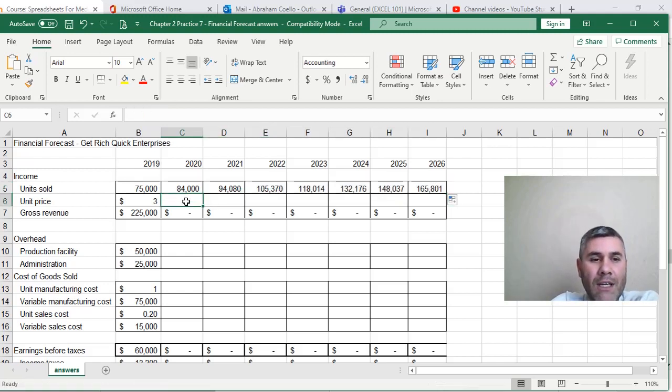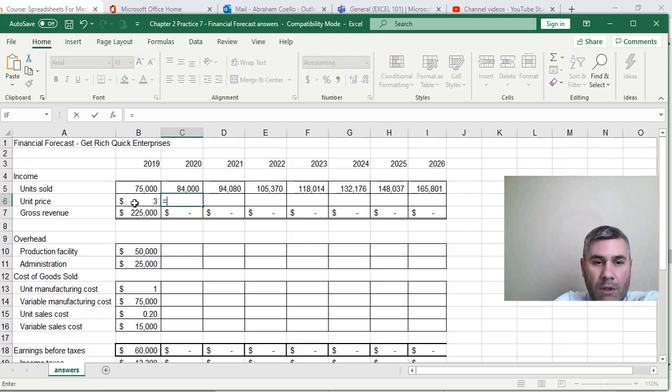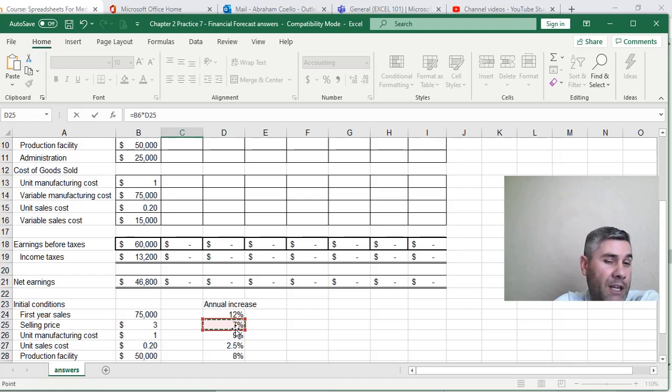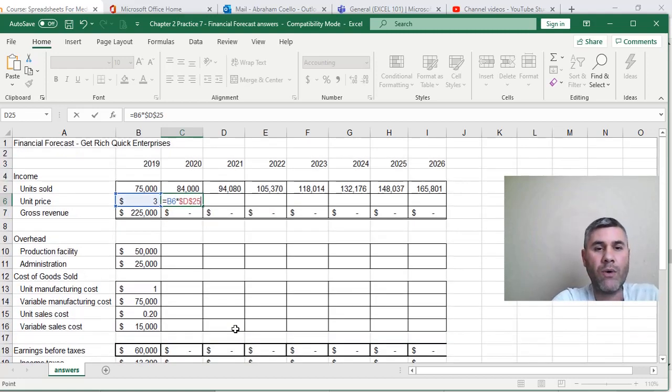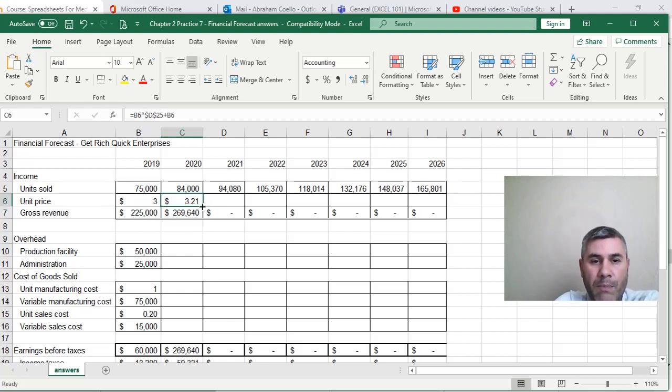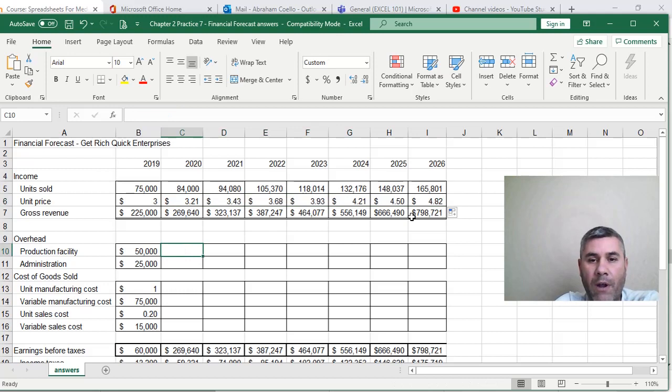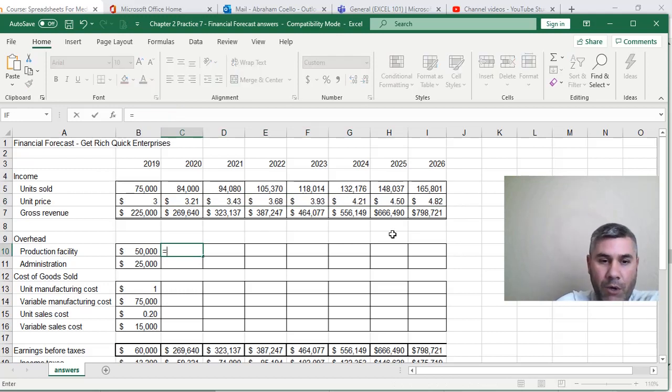That's it. Same thing with the unit price. So again, equal the $3 times the percentage. The percentage would be a 7% increment. I'm going to put a lock on it, and then I add back the $3. So next year we plan to sell them at 3.21 and so on and so on. See, everything already populated and generated really quick.